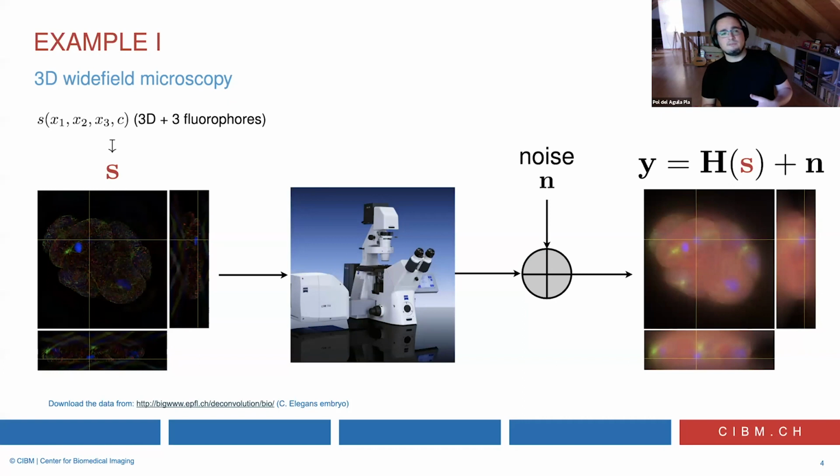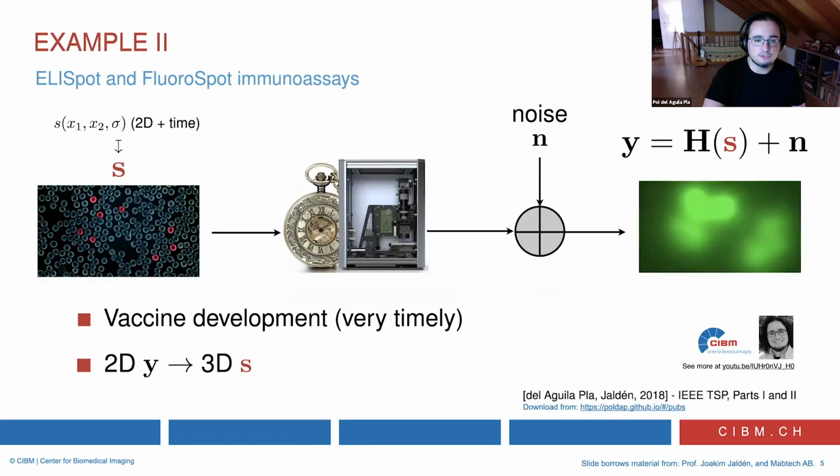First, 3D wide-field microscopy, in which we have an image which depends on 3 dimensions. And there are several colors because we're observing different fluorophores at the same time. Here is an example of a C. elegans embryo, which by observing it through a microscope, basically we would get something like this, which is simply a blurred version. And we would want to recover the highly resolved version from the blurred version.